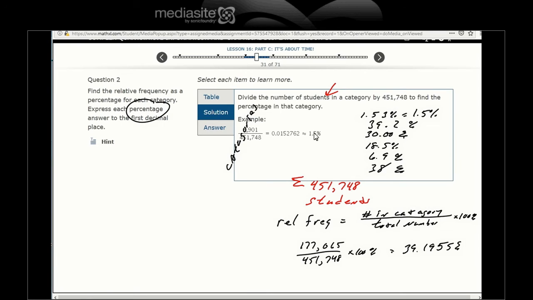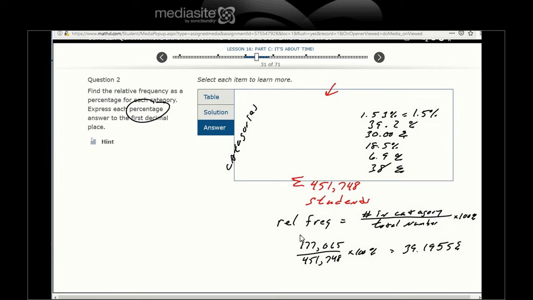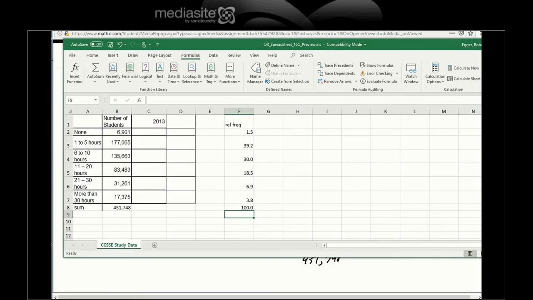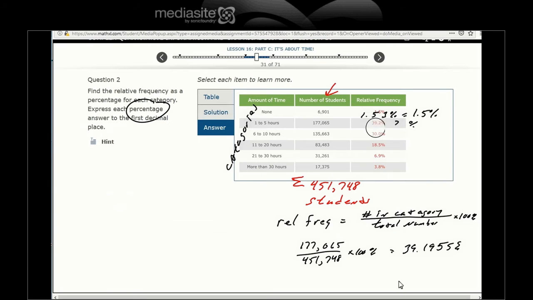The answers say, okay, that's how we did it. 3.8, 3.8, 6.9, 18.5, 30, what was that guy? 39.2, and 1.5. So we did it correctly.